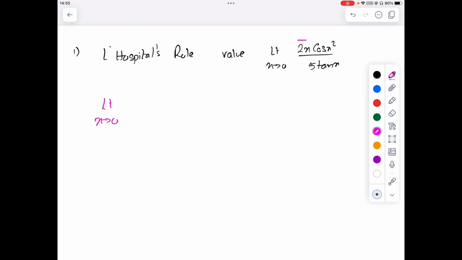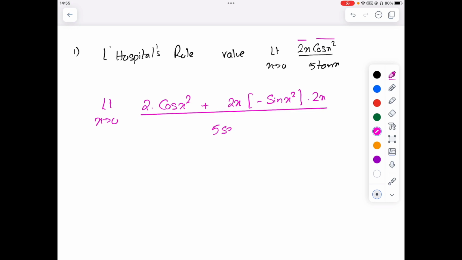This is product rule. 2x is one term, cosine x square is one term. So 2x derivative is 2, cosine x square remains as it is, plus next 2x remains as it is, cosine x square derivative is negative sine x square, and x square derivative is 2x, divided by 5 tan x. 5 tan x derivative is 5 secant square x. Now plug in 0. What do I get?